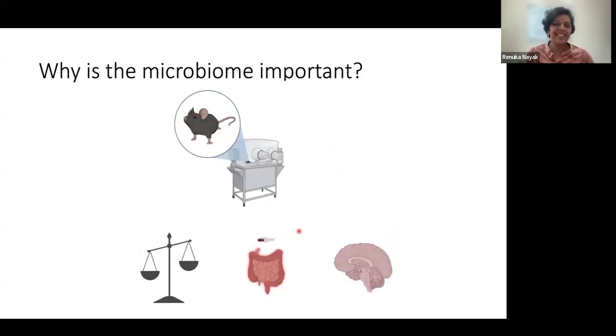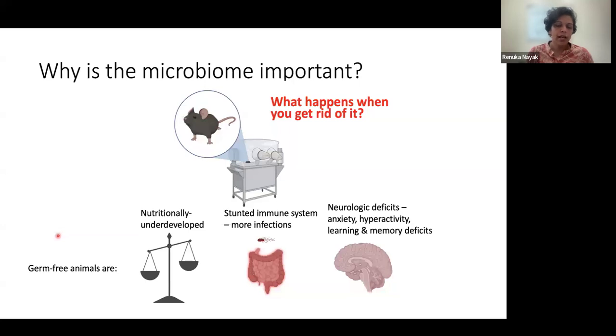I also like to start by highlighting why the microbiome is important, and a related question is, what happens when you get rid of it? Developments in technology have allowed us to study animals that lack a microbiome. What I'm showing you here is a gnotobiotic isolator. That's a fancy word for an isolator that allows us to colonize organisms with specific microbes of interest or just to keep them germ-free. So we can study germ-free animals and compare them to their colonized counterparts, which allows us to ask: what happens when you get rid of a microbiome?